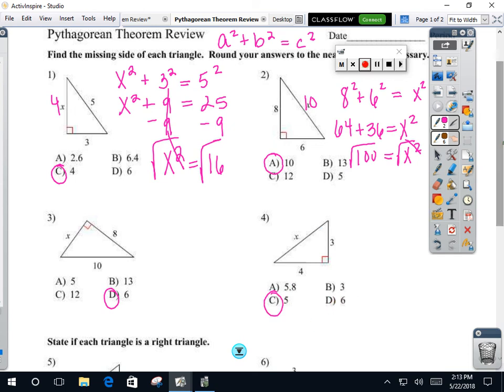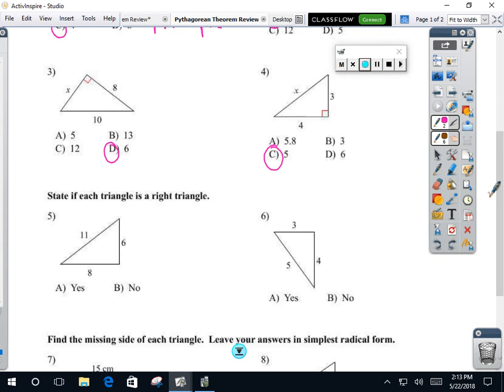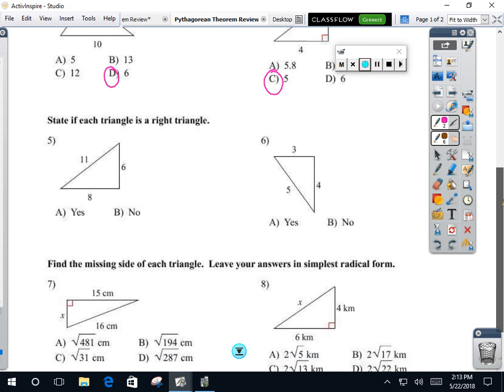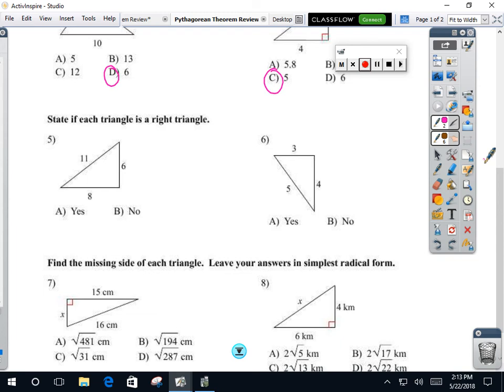All right, number 5. Yes? Okay. State if each triangle is a right triangle. So, for a triangle to be a right triangle, your A squared plus your B squared must equal your C squared. Well, for this particular triangle, what number could be plugged in for A or B? 6 and 8 are your A and B, correct? Because don't those appear to be at the right angle, which we're trying to prove? We're not sure if it's a right angle, but these would appear to make the right angle.